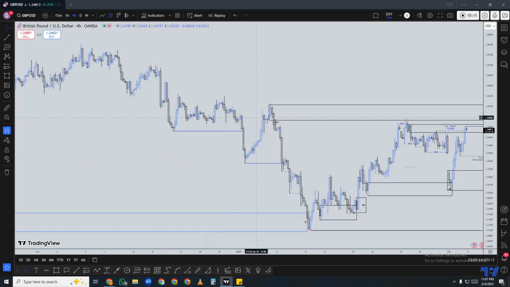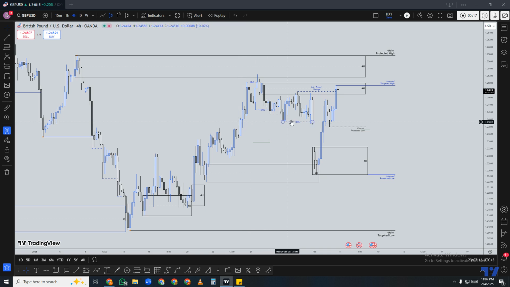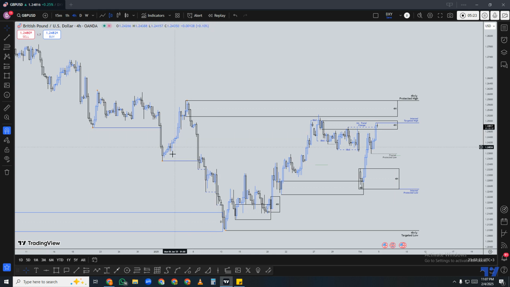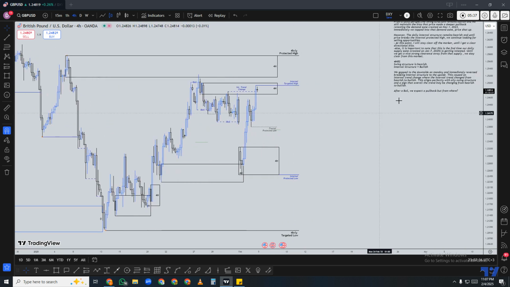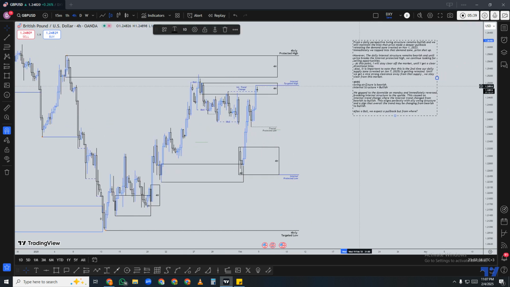So this is the 4 hours. As you can see, the 4 hour swing structure is bearish, but it's also good to note that the internal was also bearish until yesterday, where we broke that structure to the upside. So in my notes, I have noted that the swing is bearish and the internal is bullish.